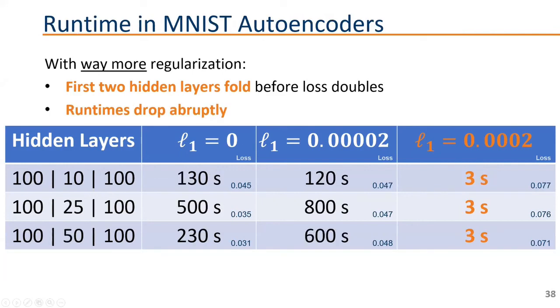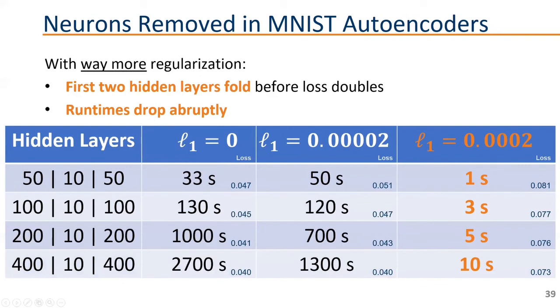In terms of run times, that's where it gets even more interesting. As we're adding a lot more regularization, we have this smaller structure emerging, and obtaining it is very fast. So it's the easiest optimization problem to solve.